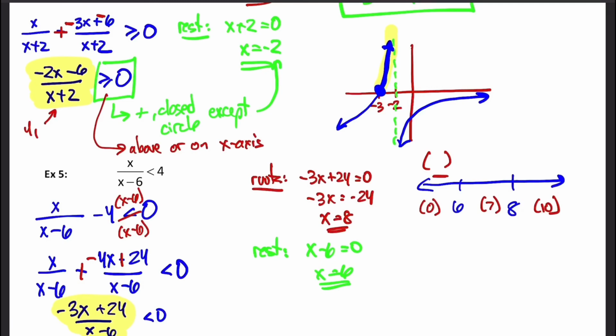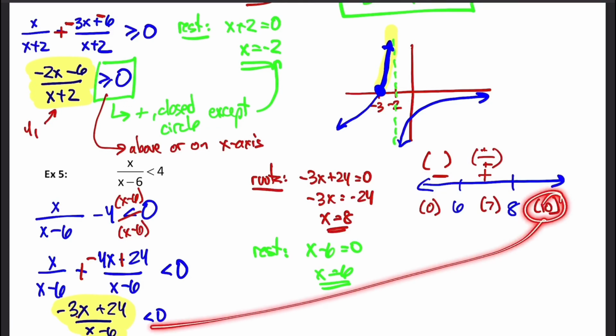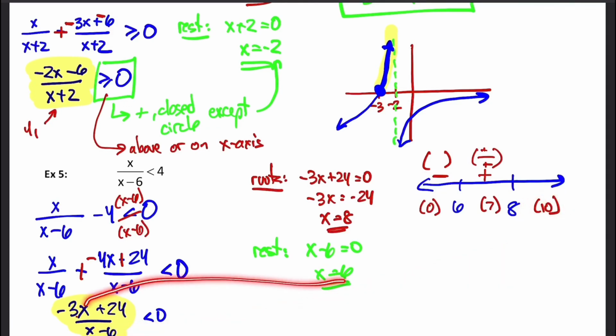If I plug in a 7, all right, let's see what that does to my fraction. Plug in a 7. 7 minus 6 is positive, so the bottom is positive. Put that up top, you get -21 plus 24. That's also positive. So overall, that piece is positive. Plug in a 10. That's going to be positive. -30 plus 24. That's going to be negative. So I have a negative over a positive. Overall, that's going to be negative.